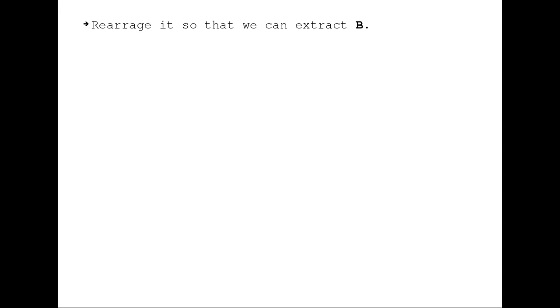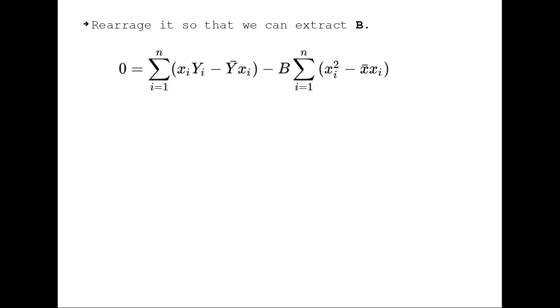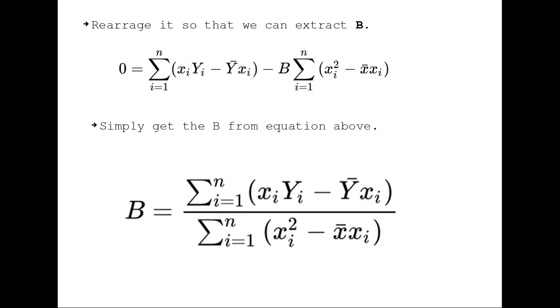Rearrange it so that we can extract b, because we want to find b. So taking b common from the two terms, we'll get summation i equals 1 to n of (xi yi minus y mean xi) minus b times summation i equals 1 to n of (xi square minus x mean xi). So by simplifying this equation, we'll get b equals summation i equals 1 to n of (xi yi minus xi y mean) divided by summation i equals 1 to n of (xi square minus x mean xi). So this is what we got from the partial derivation 2.